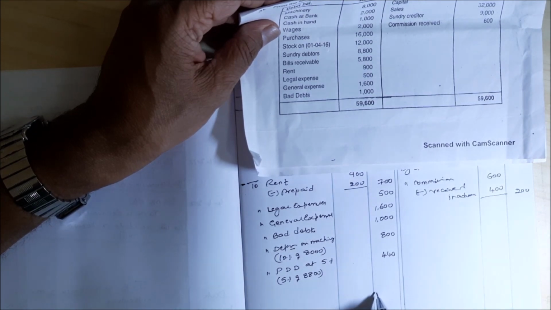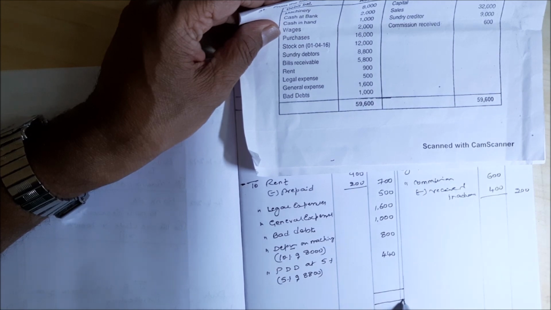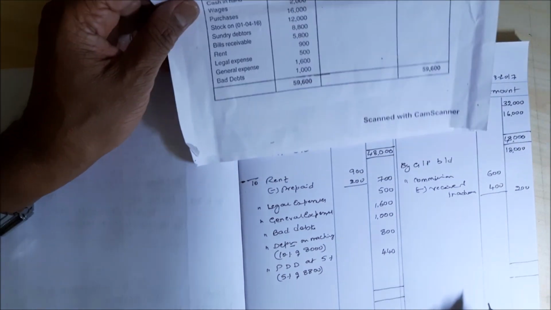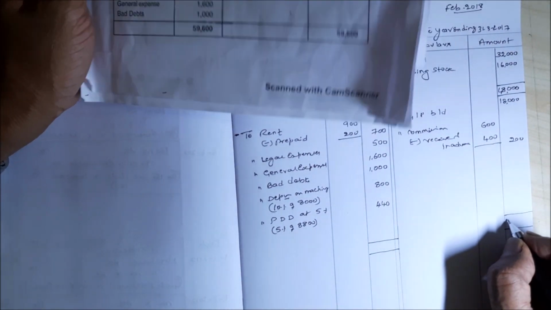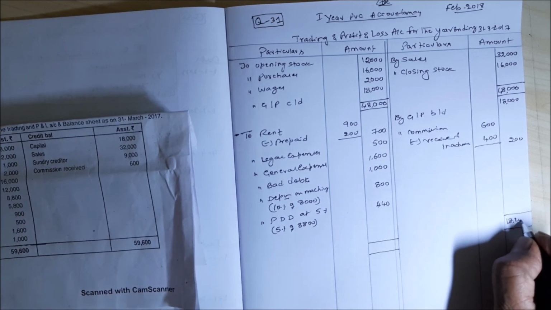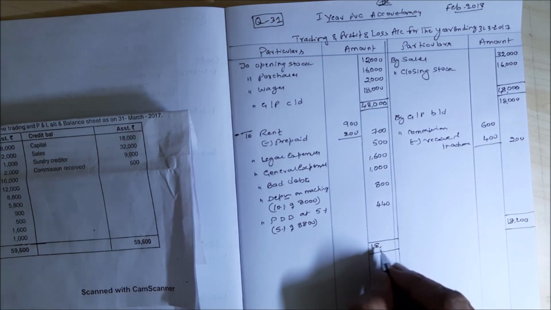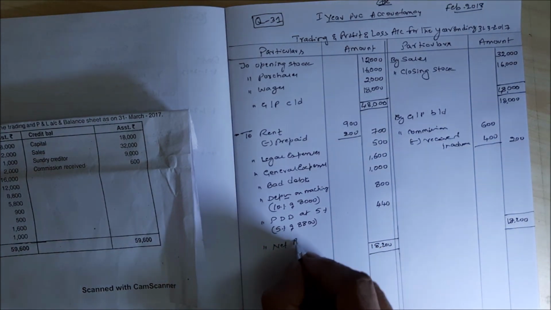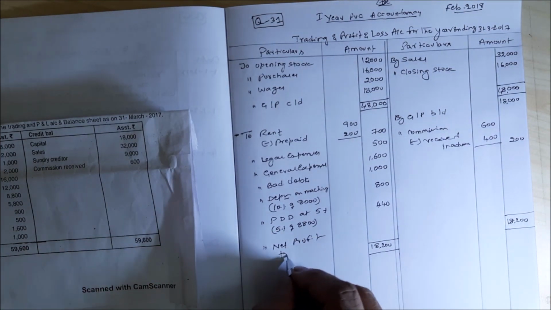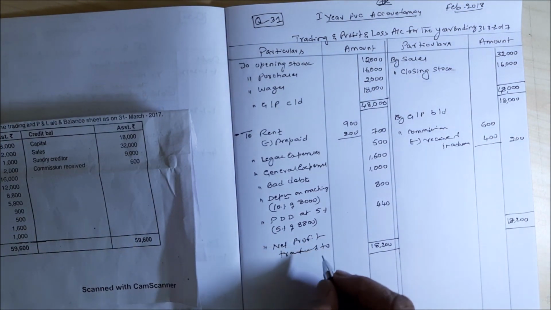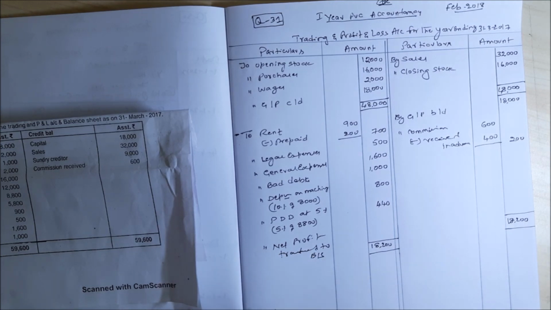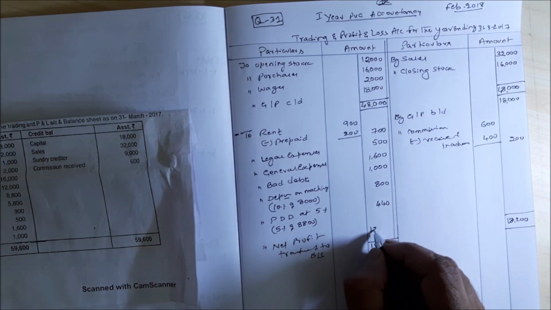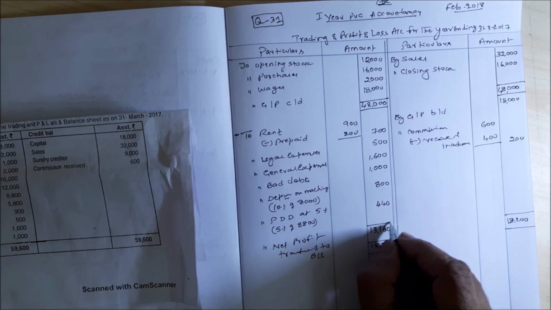Let us total it up and find out the net profit or net loss. It is net profit. It is 18,200. To net profit transferred to balance sheet or capital account, it is 13,160.